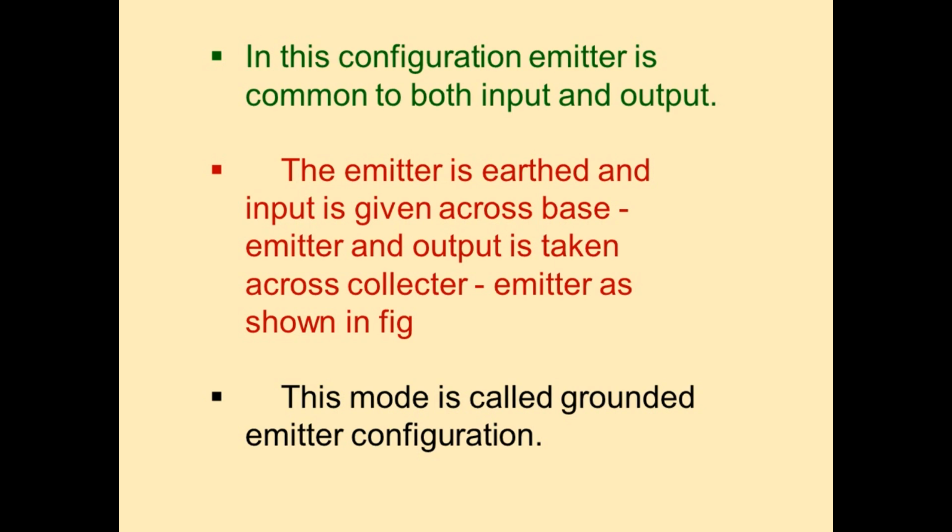So in CE mode, common emitter configuration, emitter is common to both input and output, emitter is earthed, input is taken across base and emitter, and output is taken across collector and emitter. This mode is also named as grounded emitter configuration.